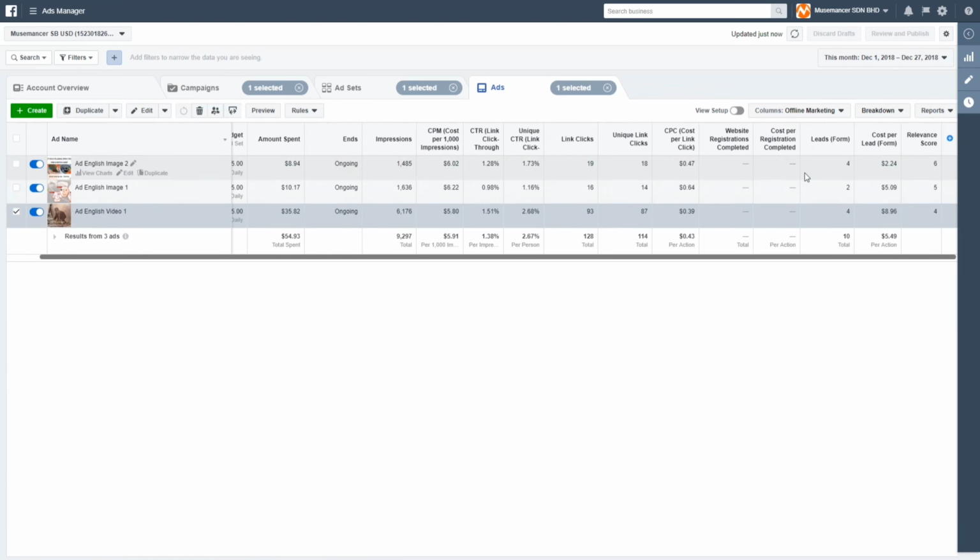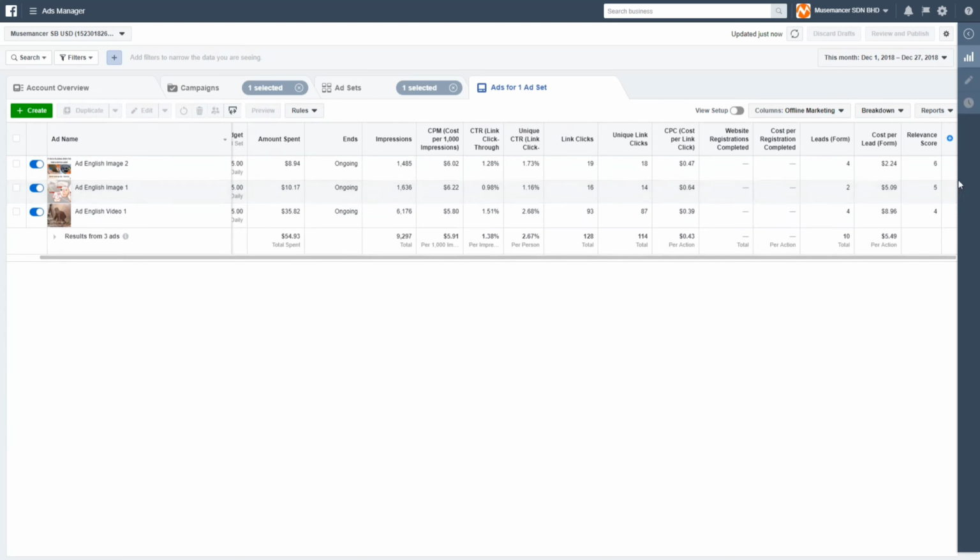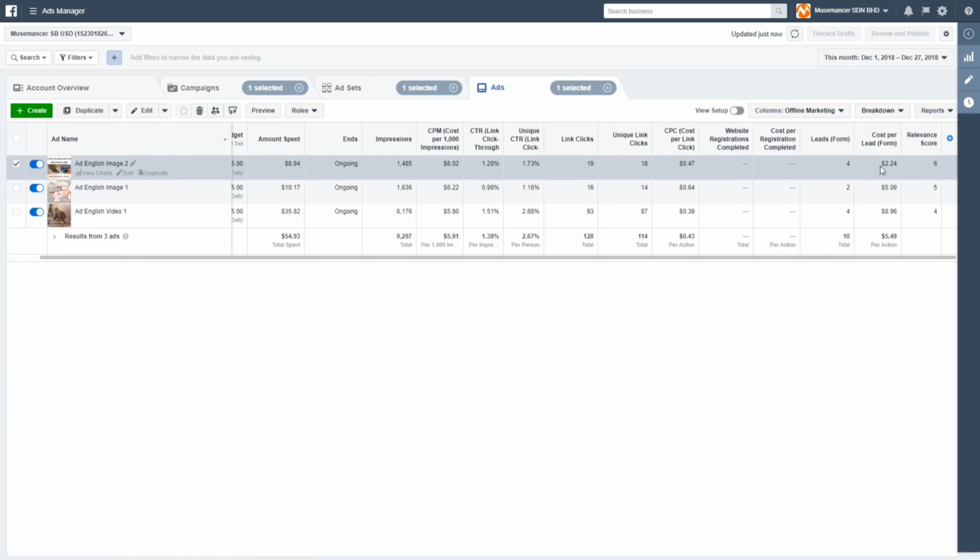All right. And if you look at the leads form here, if I were going to turn off any of these, I'd probably turn off this particular one here, image one, because this gets only 2 leads, and those get a little bit more as well. But I like this image two over here in this case, because it's generating 4 leads at a cost of only $2.24. This is pretty good.